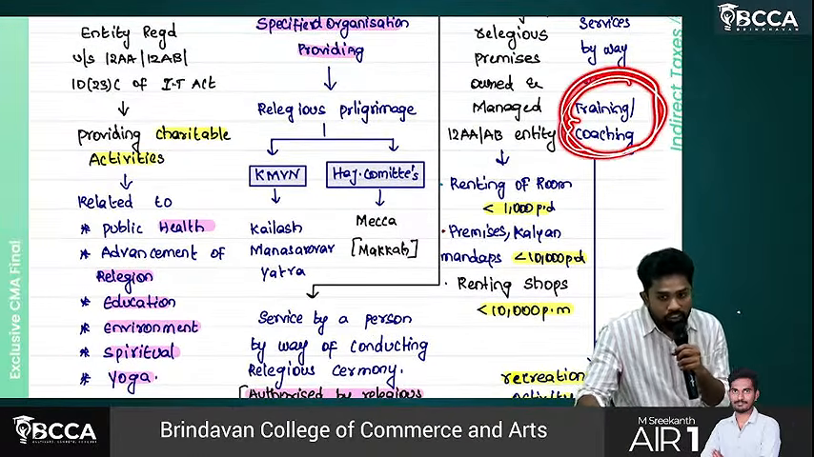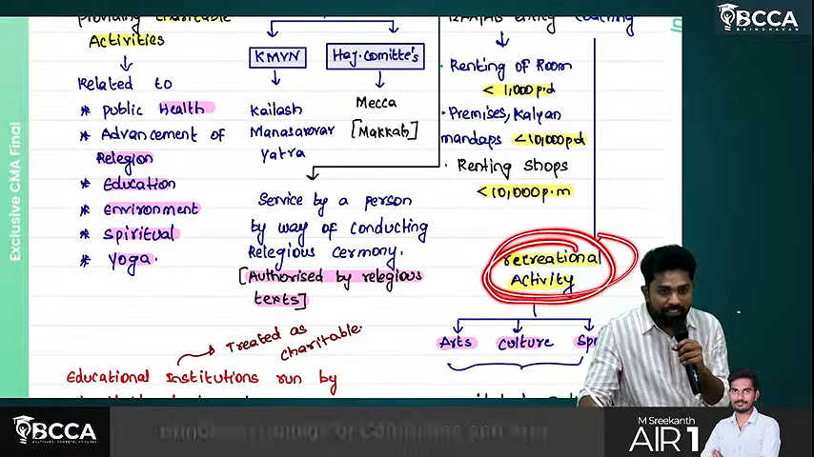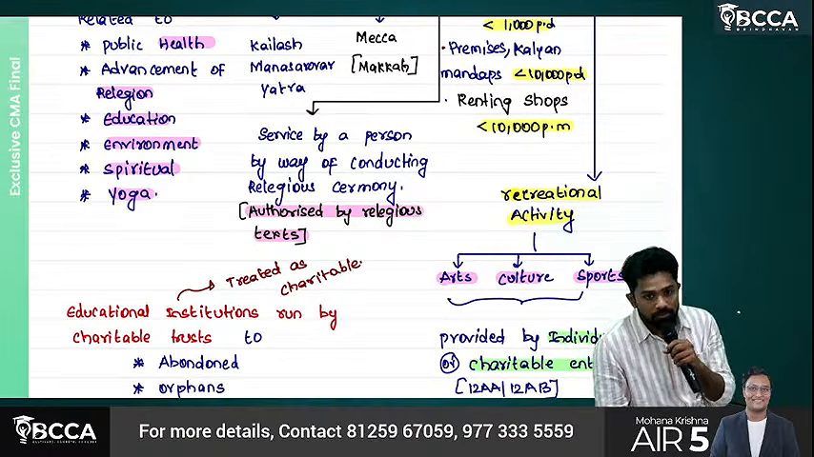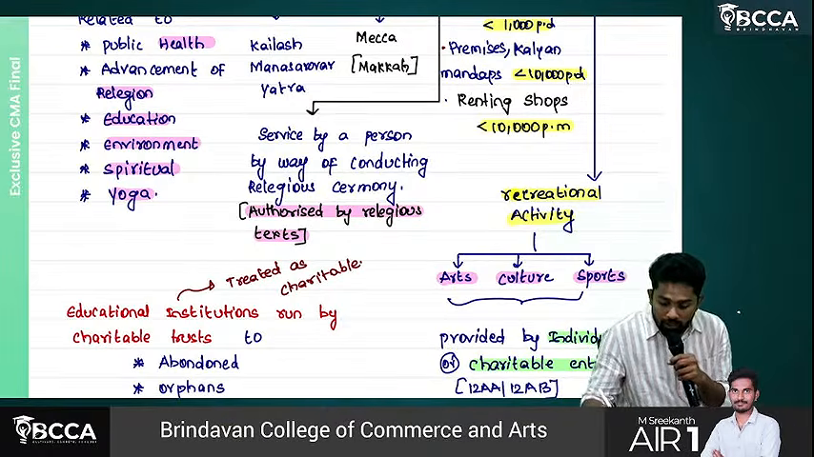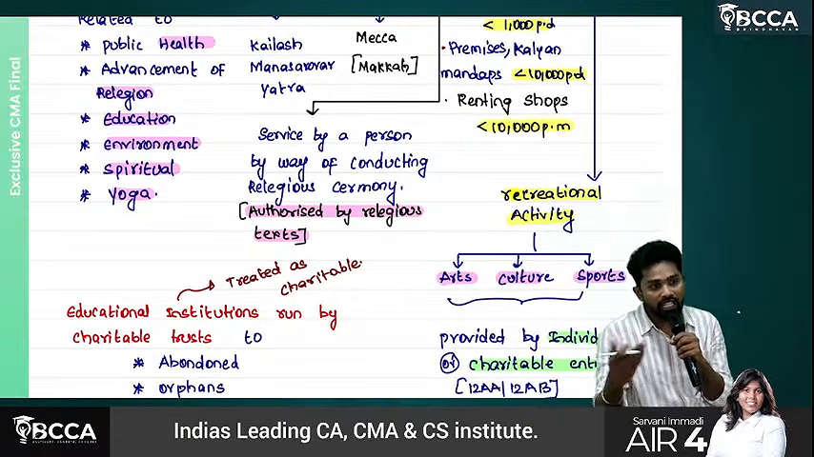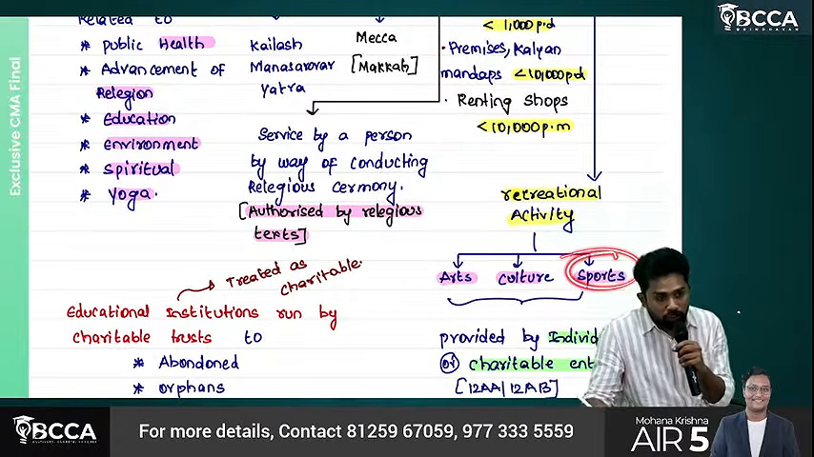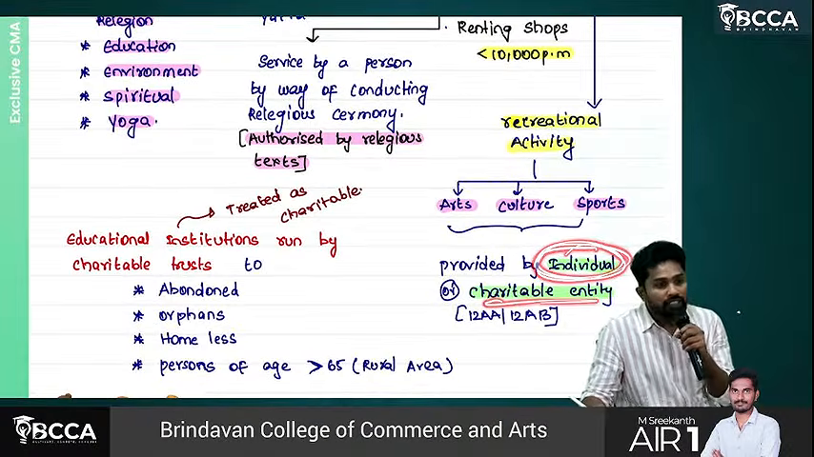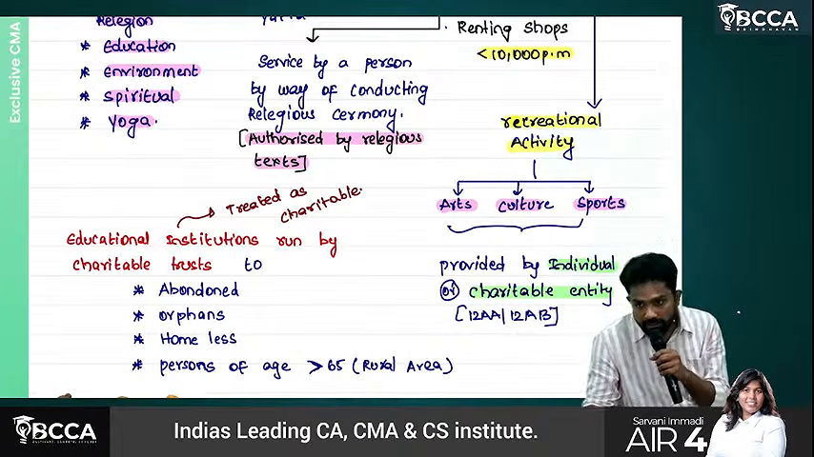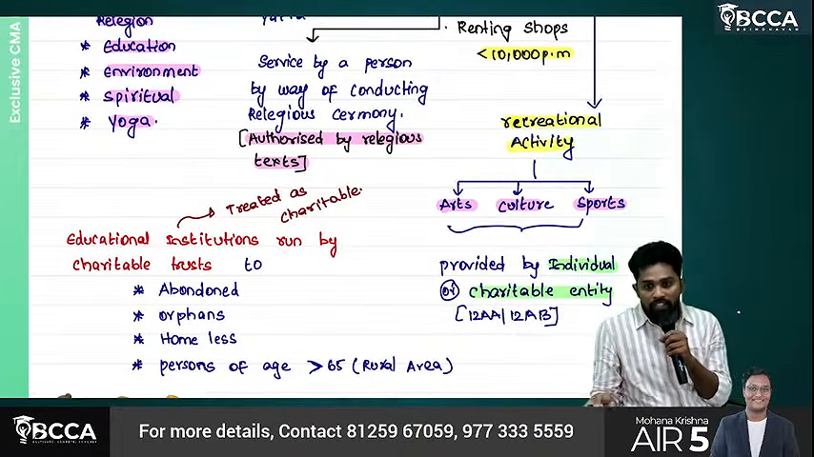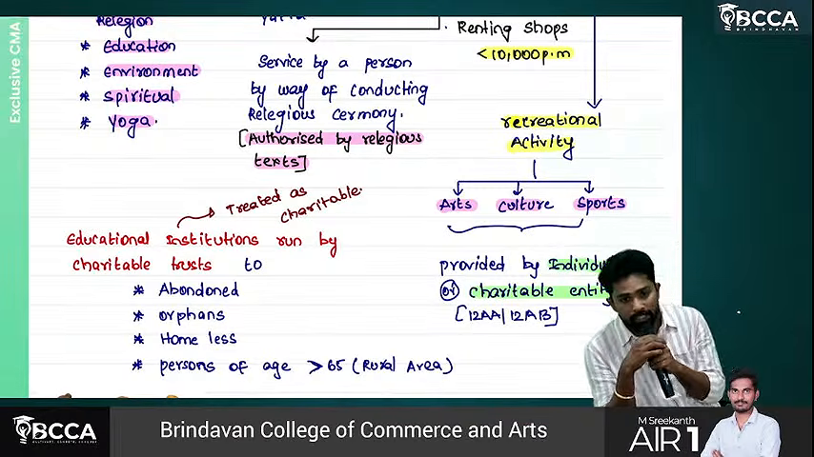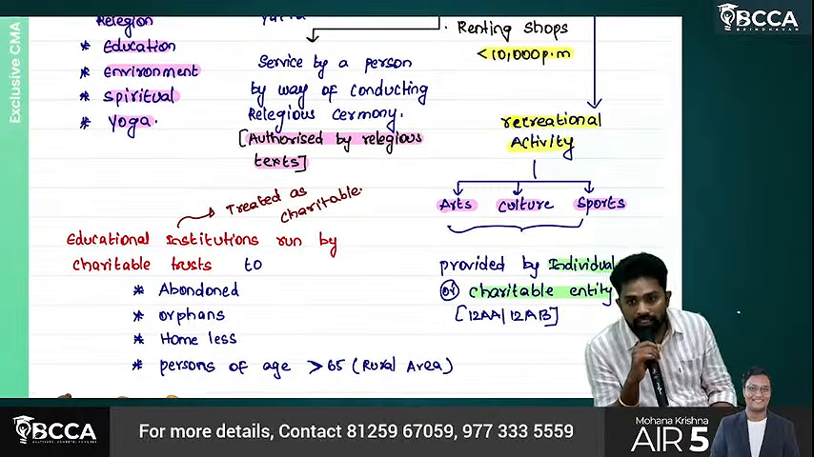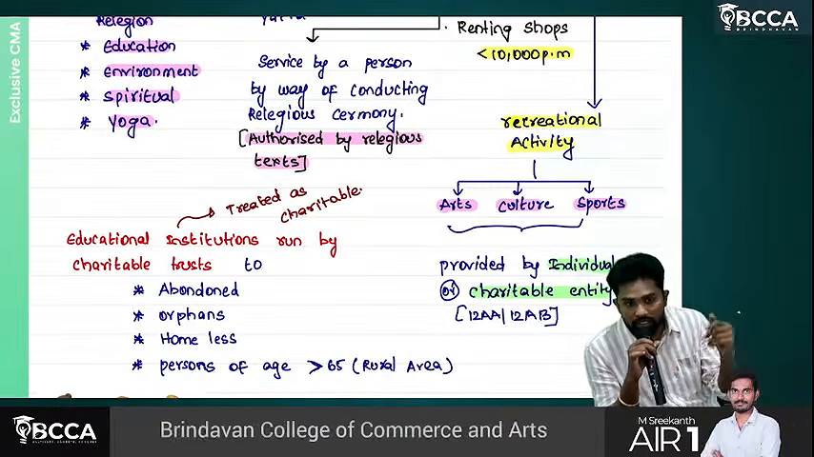Training or coaching with respect to recreational activities. And that also in which fields? Arts, it could be martial arts like karate, taekwondo. And culture related, like classical singing, classical dance. And even sports related. The training should be provided by whom? Either an individual or by a charitable entity. Then that service is exempted. In simple, training provided by an individual or a charitable entity, in arts, sports, culture related recreational activities. Then the training or coaching fee, whatever they receive, is exempted.